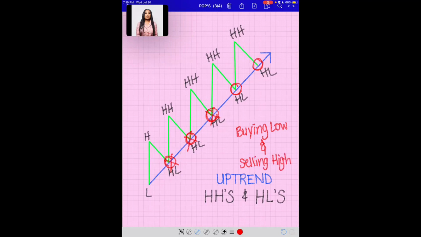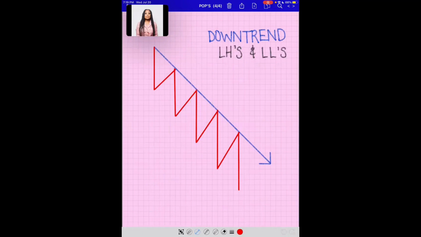All right, so let's move on to one final example of a downtrend. We have this blue line representing our trend line. And again, we should remember that the main characteristics of a downtrend are lower highs and lower lows. So we have our high, we have our low, we have our lower high, we have our lower low, we have our lower high, our lower low, lower high, lower low, lower high, lower low.